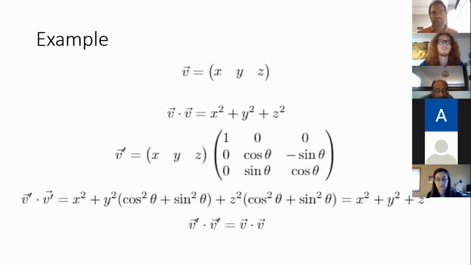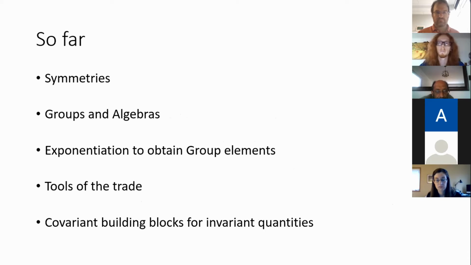For example, if I define some vector (x, y, z), I can see that its dot product is x squared plus y squared plus z squared. Now, if I transform this vector under a rotation, maybe about the x-axis like earlier, and I take that dot product with itself, I find I get the exact same quantity. Again, just reiterating, it is invariant out of these covariant building blocks. Great. So far, we've talked a little bit about symmetries, group algebras, obtaining group elements, some tools of the trade, and these covariant building blocks, which will lead to invariant quantities.